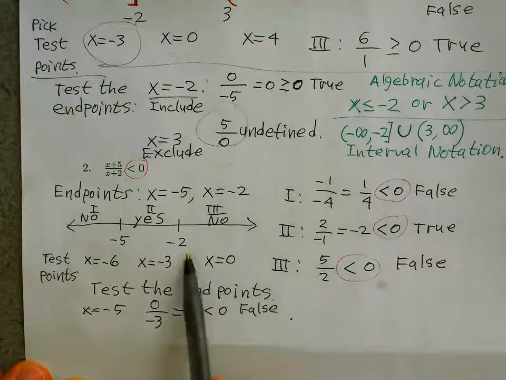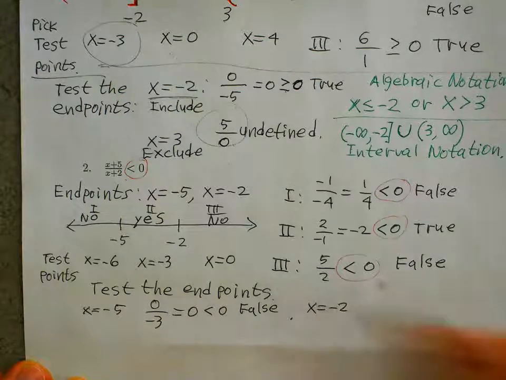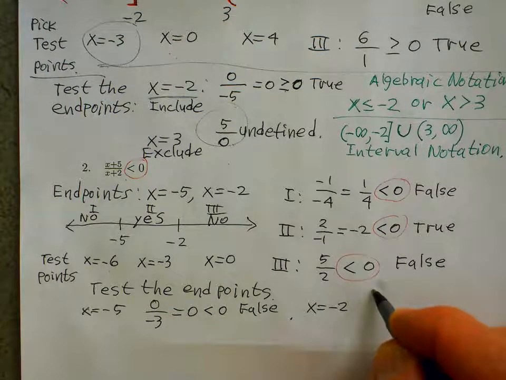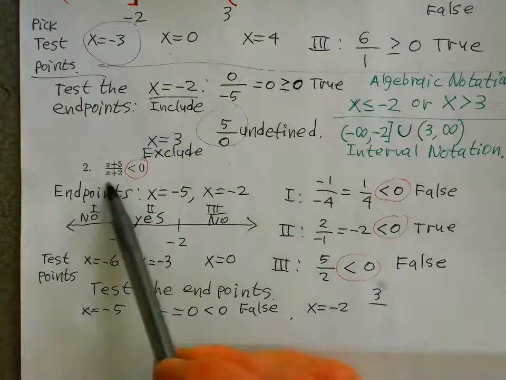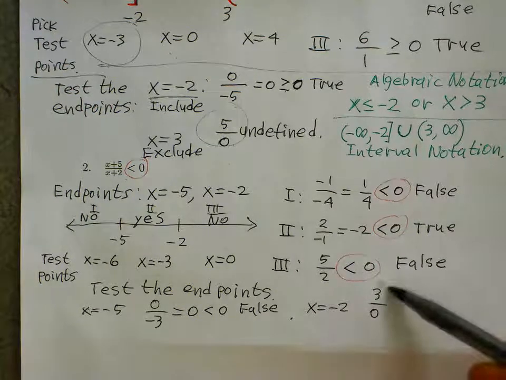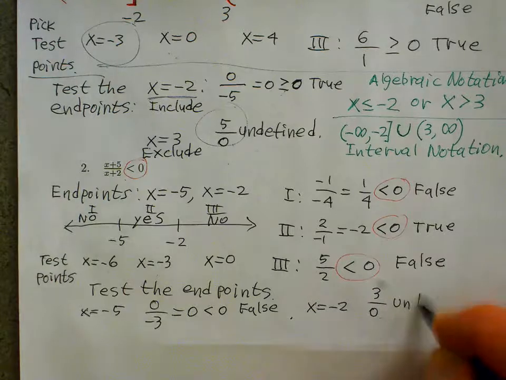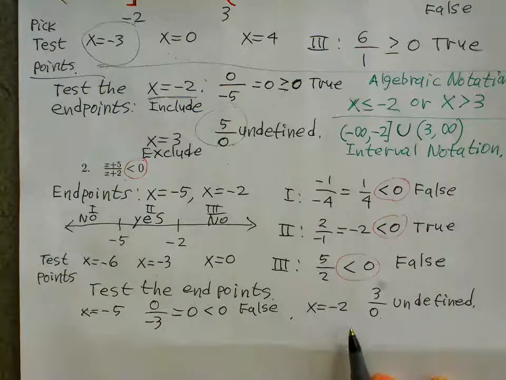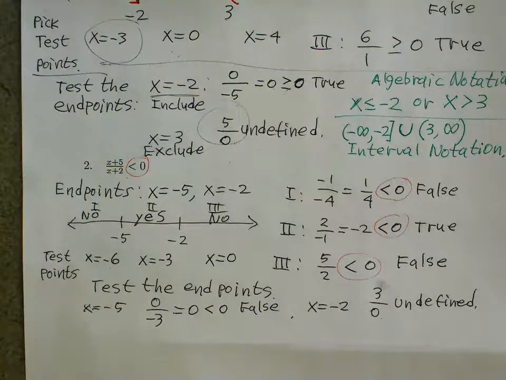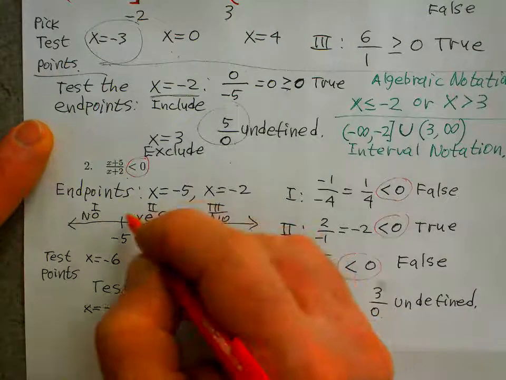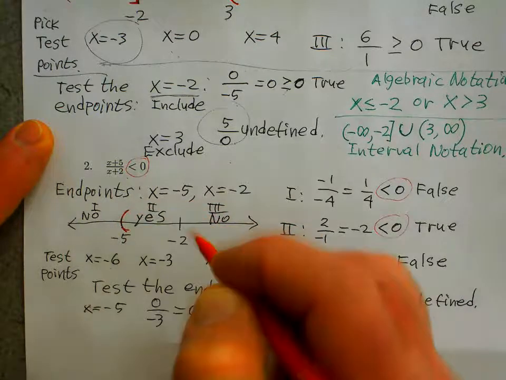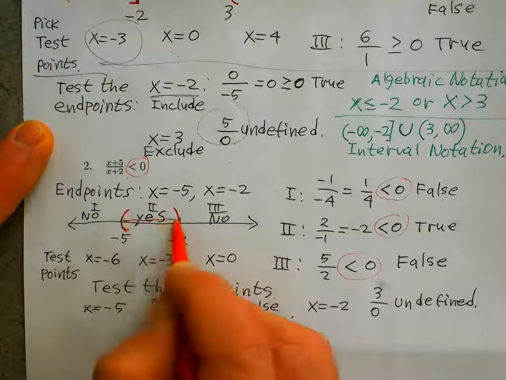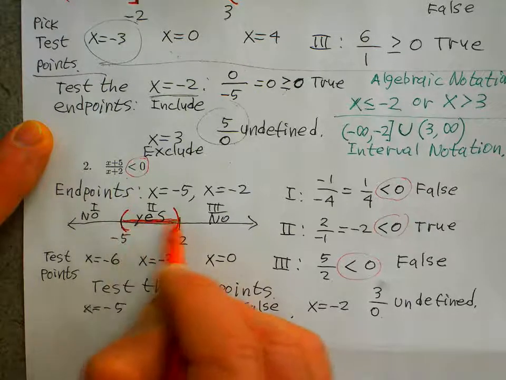Then the other endpoint, -2. In the numerator, negative 2 plus 5 is 3. In the denominator, negative 2 plus 2 is 0. Division by 0 is undefined. So this means neither endpoint is included. Graphically, we put a parenthesis at negative 5 and a parenthesis at negative 2, and then we shade in the interval in between.